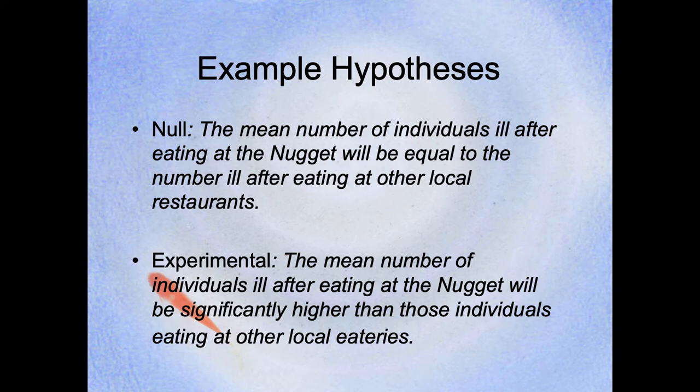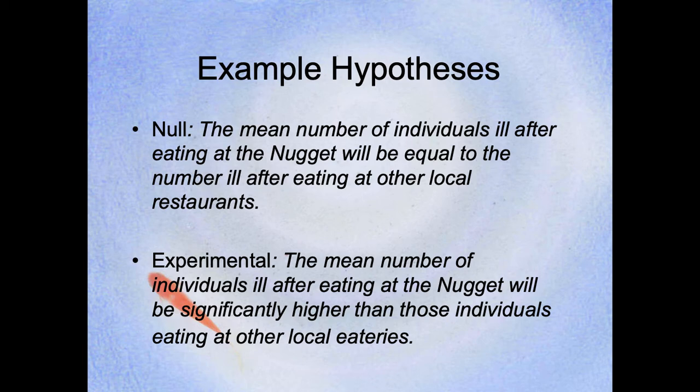So another example of that, the null hypothesis in that first case would be that there's no difference, right? The mean number, let's say, of individuals, if we're looking at a count, ill after eating at the Nugget will be equal to the number ill after eating at other local restaurants, right? If you want an experimental hypothesis, what we usually see in journal articles and what I would want you to produce, would say something like the mean number of individuals ill after eating at the Nugget will be significantly higher than those individuals eating at other local eateries, right?